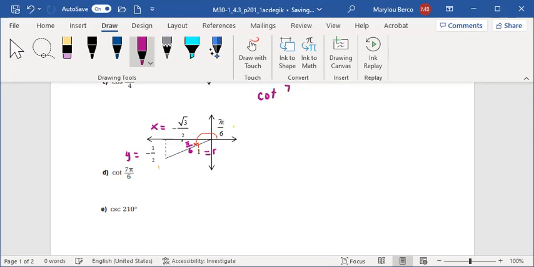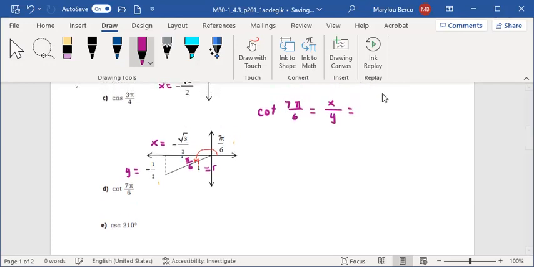Cotangent 7 pi over 6 is equal to adjacent over opposite. So that will be equal to negative root 3 over 2 over negative 1/2. So this will be equal to root 3.